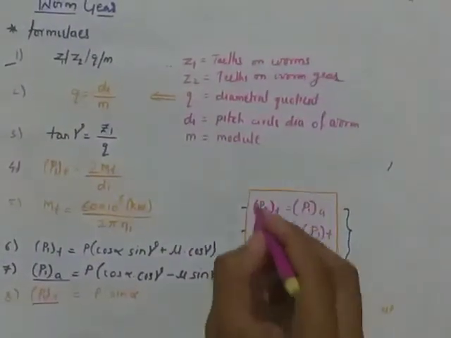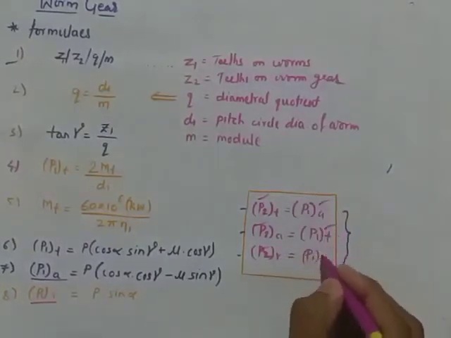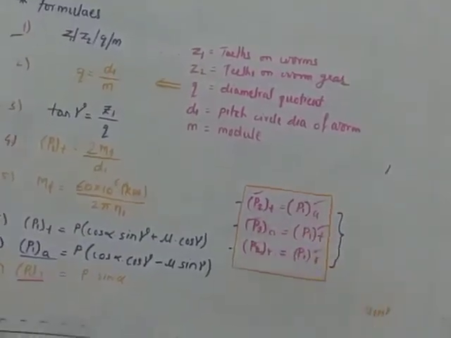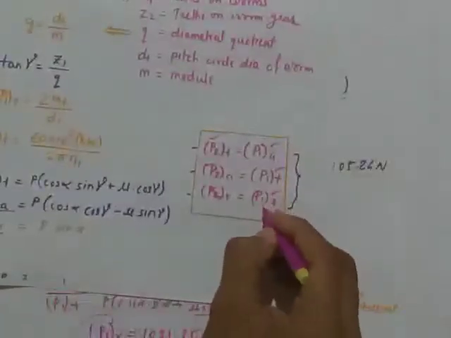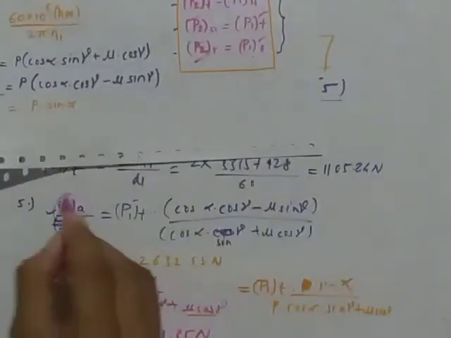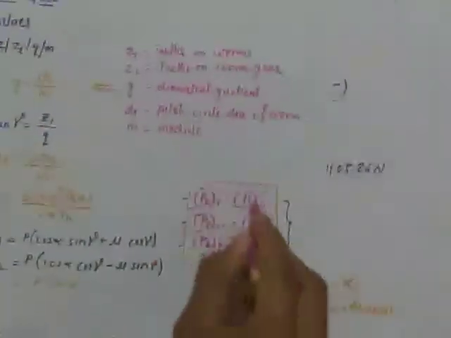Now after getting this value, equating all this we can get all the values on the worm gear. We have got values of P1A, P1T and P1R. P1R can be substituted over here, and it will be equal to P2R. Next, P1A is equal to P2T, and last, P1T is equal to P2A. So likewise all the values we can get.